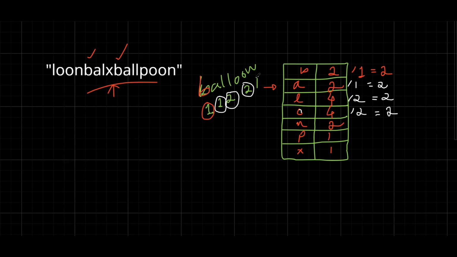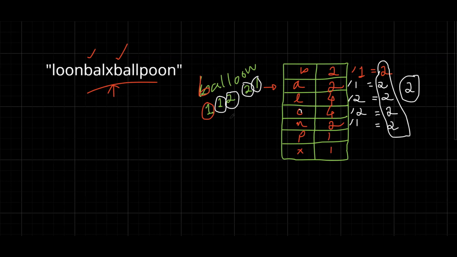Now, the frequency of N is 1 in balloon, and the frequency in the input string is 2. So if we divide 2 by 1, the output will be 2. That means we can use both of the N's in both of the balloons. So we can see that the minimum of all of these divided values is 2. So we can make 2 instances of the word balloon here.